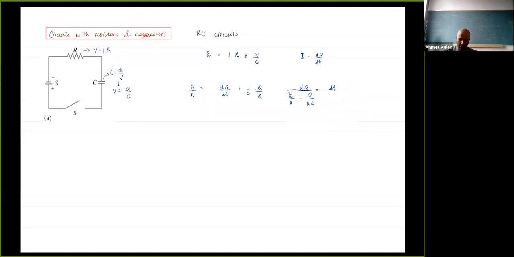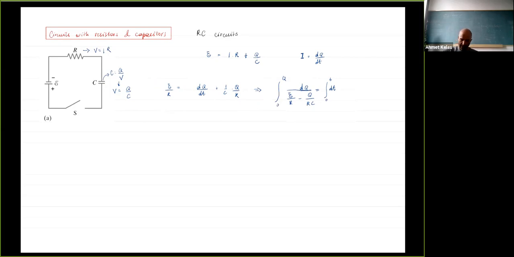Now I can integrate both sides, right? Let's integrate from time t equal to 0 to some final time t. Let me put this a little bit to the side. I want to assume that at t equal to 0, I have 0 charge, and at t equal to t, I have some charge Q. And that's the charge I want to determine.